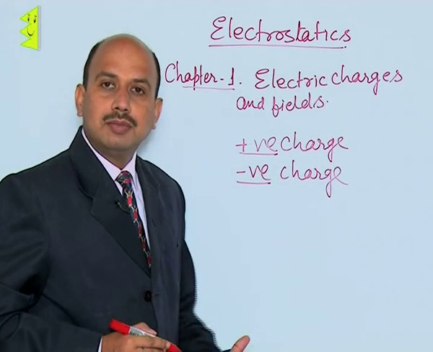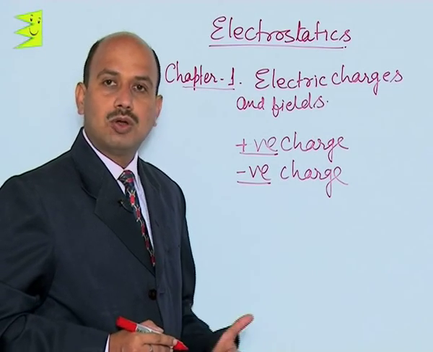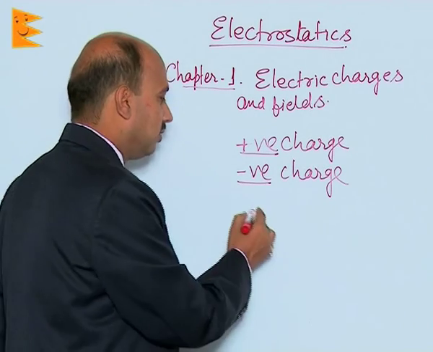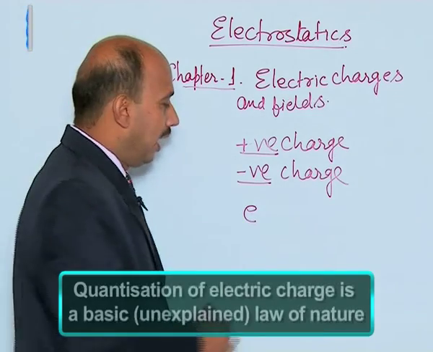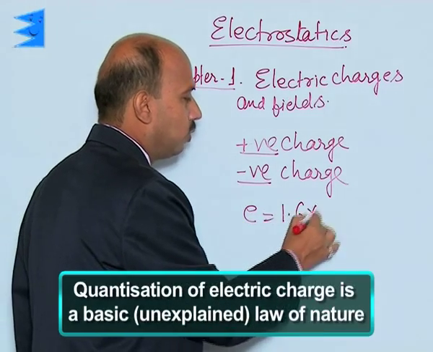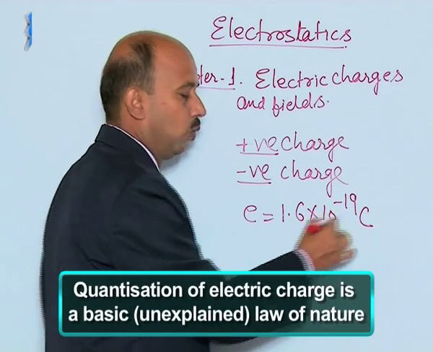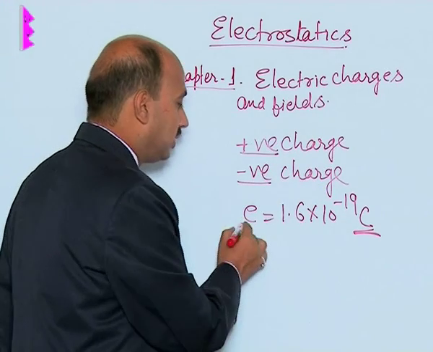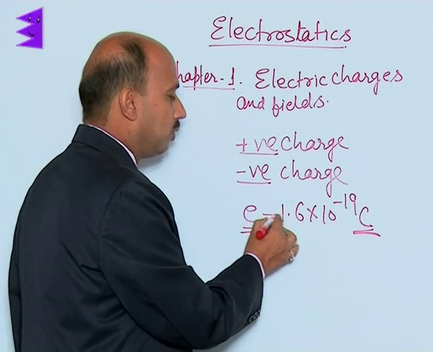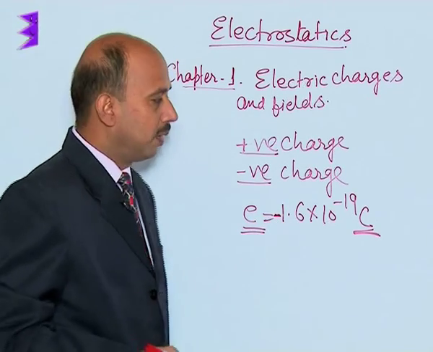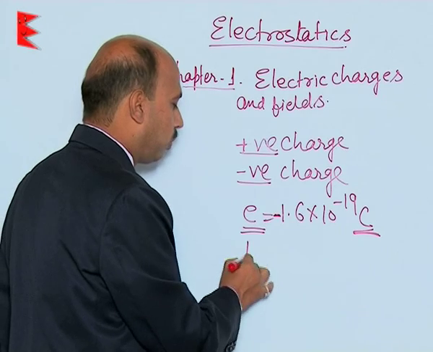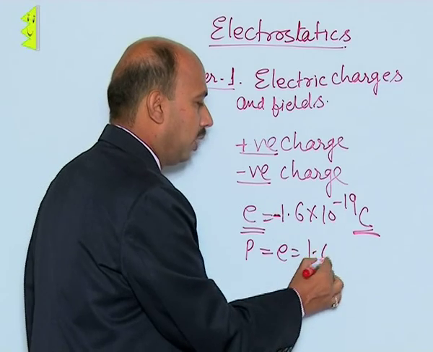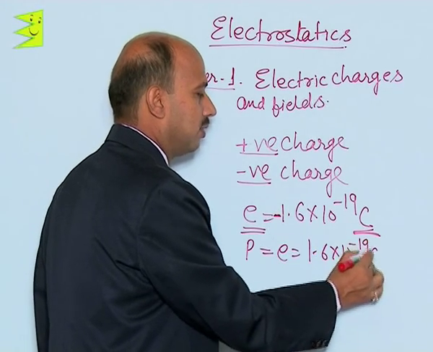Any atom is electrically neutral because it has an equal number of electrons and protons. The basic unit of charge is e, and e is equal to 1.6 into 10 raised to power minus 19 coulomb. Coulomb is the SI unit of charge. The charge of an electron is minus 1.6 into 10 raised to power minus 19 coulomb, and the charge of a proton is also e, but positive: 1.6 into 10 raised to power minus 19 coulomb.